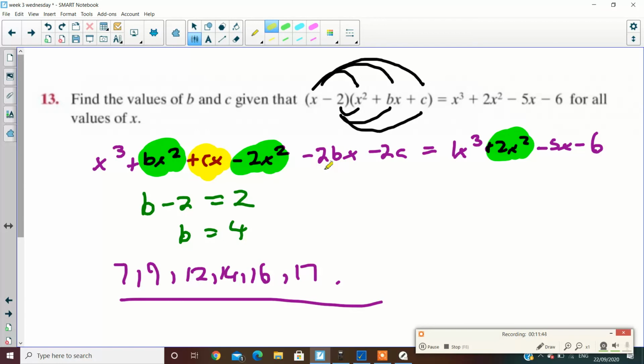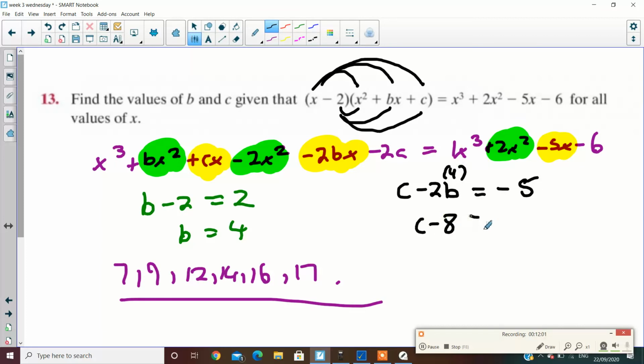Cx minus 2bx must equal minus 5. So what formula does that mean? It means C minus 2b equals minus 5. And we already know what b is, don't we? 4. C minus 8 equals minus 5. C must equal plus 3. Is that all we needed? Yeah, that's all we need. We're done.